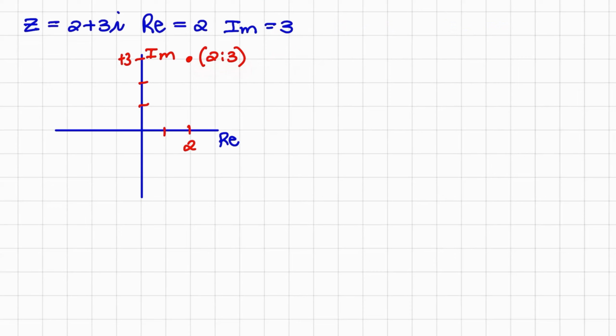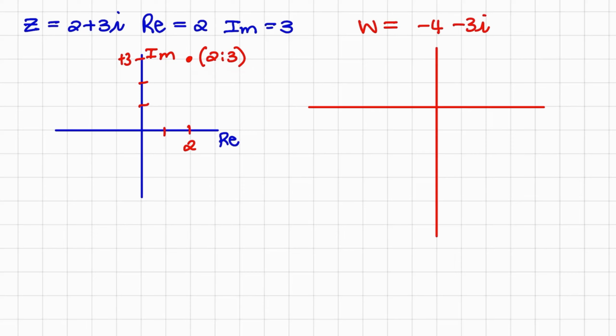Let us look at another complex number w as -4 minus 3i. So again, we have our complex plane where the real part replaces the x-axis, and the real part here is -4, and the imaginary part replaces the y-axis where the imaginary part is -3. So the complex number w can be represented on the complex plane with the coordinates of -4 and -3.